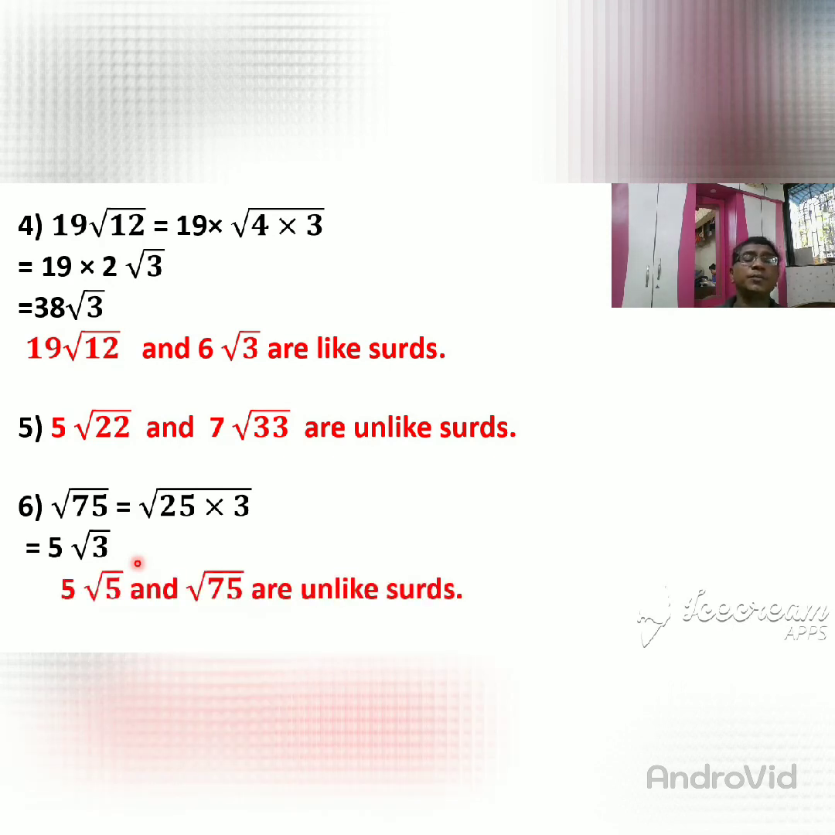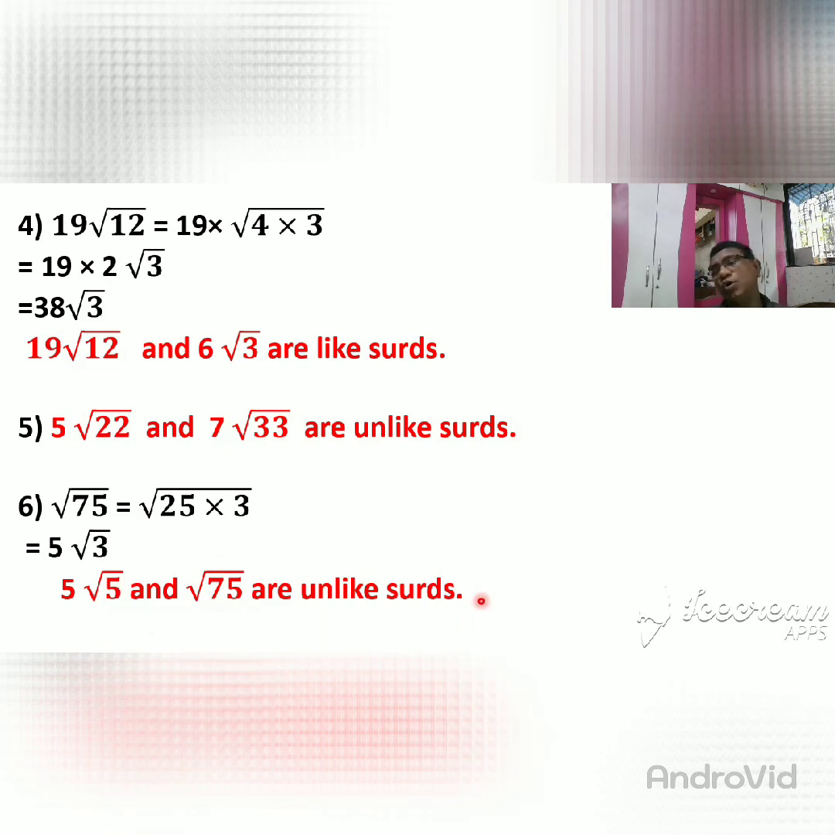So what is the other number given here? 5 root 5 is given here. But here is root 3. In the root, the number here is 3. In the root, the number here is 5. So the root numbers are not the same. Here is root 3, here is root 5. So they are not the same. So it is an unlike surd.